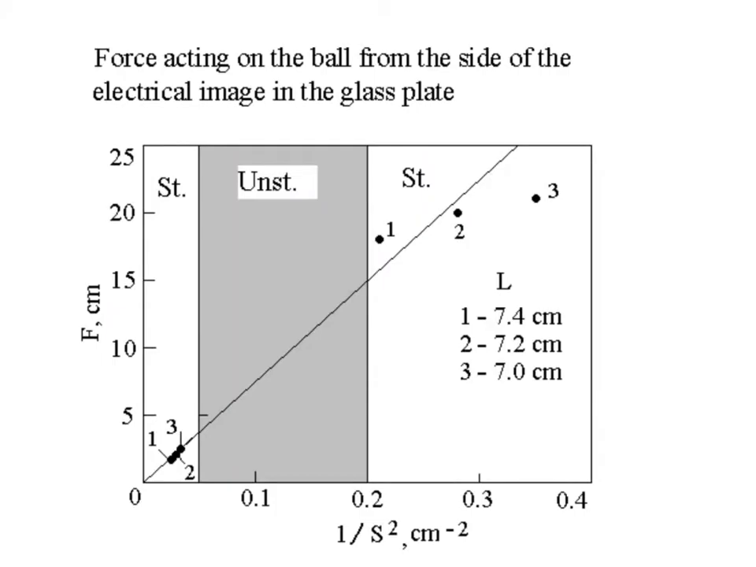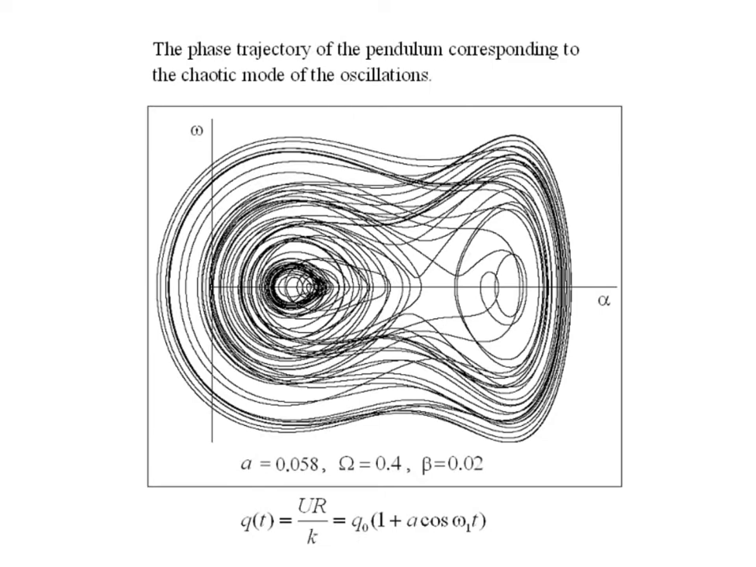Here, the results of measurements of the force of the electrostatic interaction between the charged ball and its image in the dielectric glass plate are presented for different initial positions of the pendulum. Also, for some parameters, there are two stable equilibria simultaneously on the left and on the right of the shaded region. The pendulum motion has been simulated numerically.